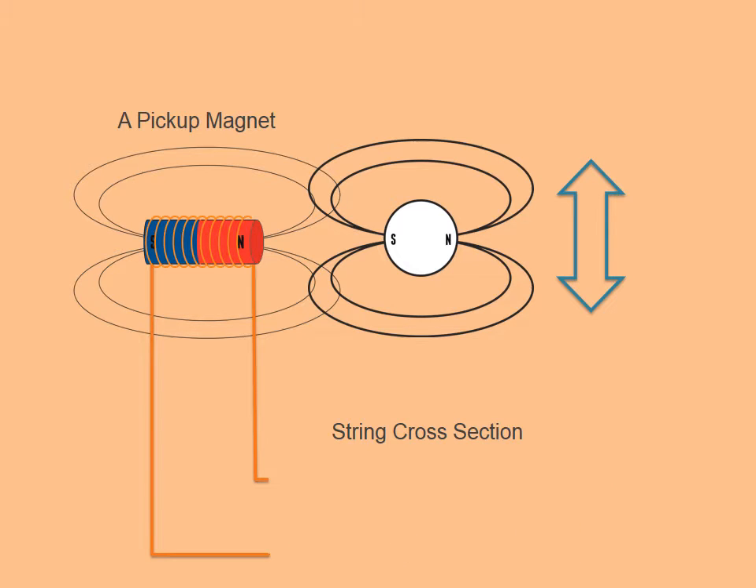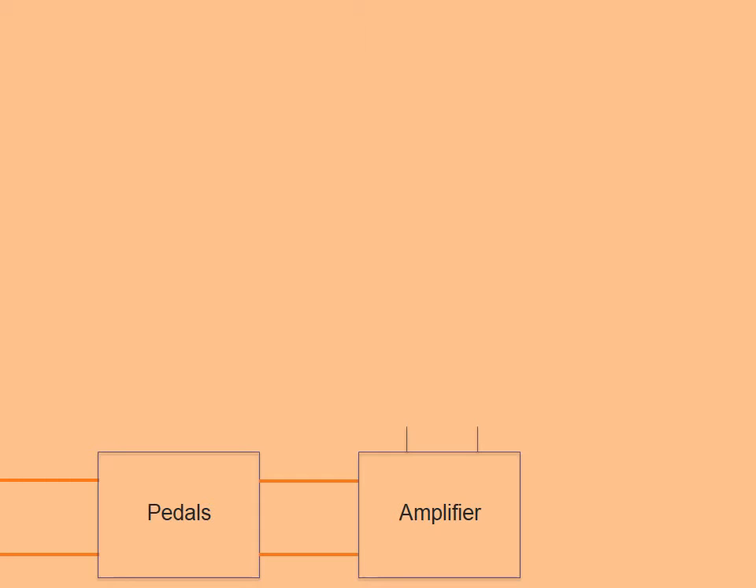Now you can send it around, but then we send the signals from the guitar to pedals that enhance the signal, and then we amplify the signal through an amplifier to be able to play on speakers.